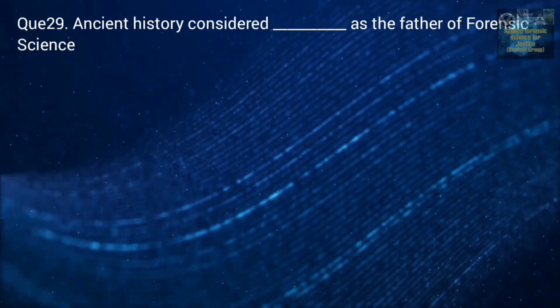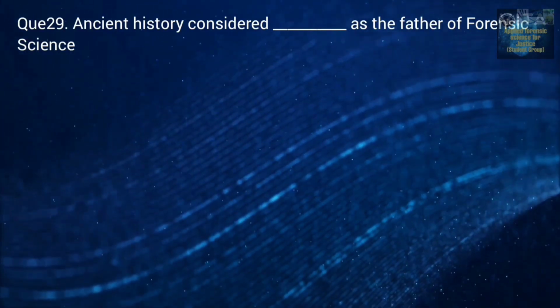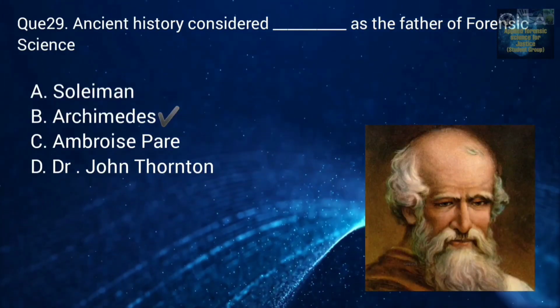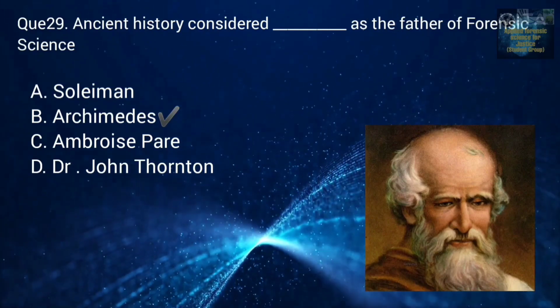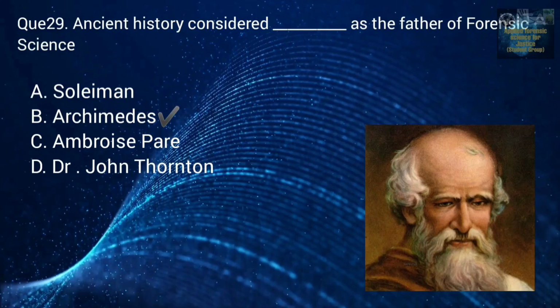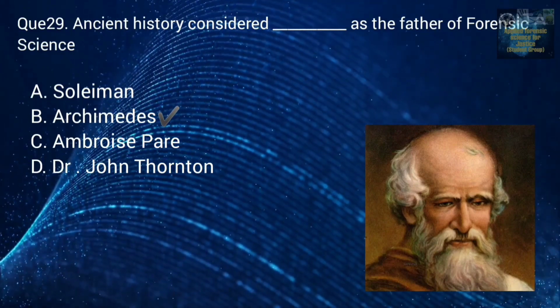Ancient history considered who as the father of forensic science? Options are A. Solomon, B. Archimedes, C. Ambroise Paré, D. Dr. John Thornton. The correct answer is B. Archimedes.